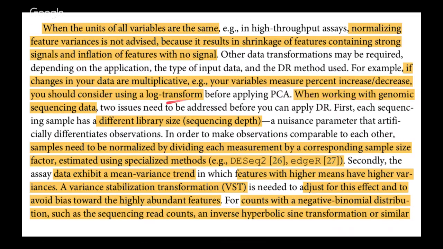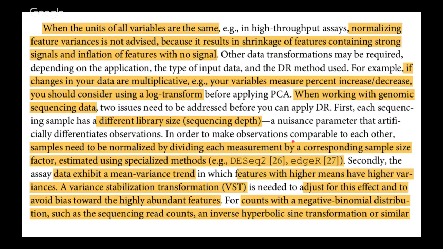And then when working with genomic sequencing data, 2 issues need to be addressed before you can apply DR. First, each sequencing sample has a different library size, what's called diversity or sequencing depth, a nuisance parameter that artificially differentiates observations. If you've done 2 samples at different sequencing depths for something like, for example, digital gene expression, then you have to normalize for those, otherwise your data will look just off in general when you do a comparison across samples, across sequencing runs.